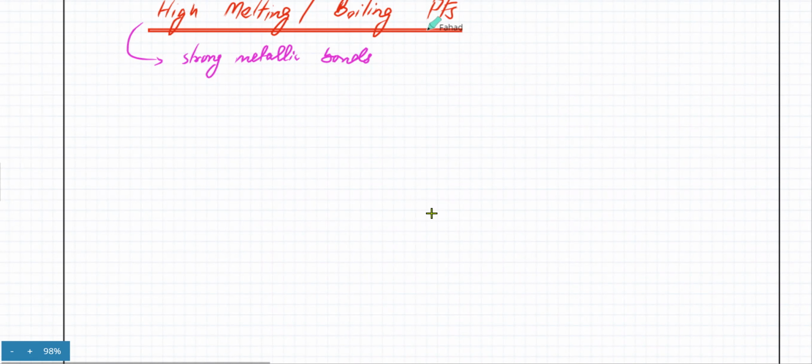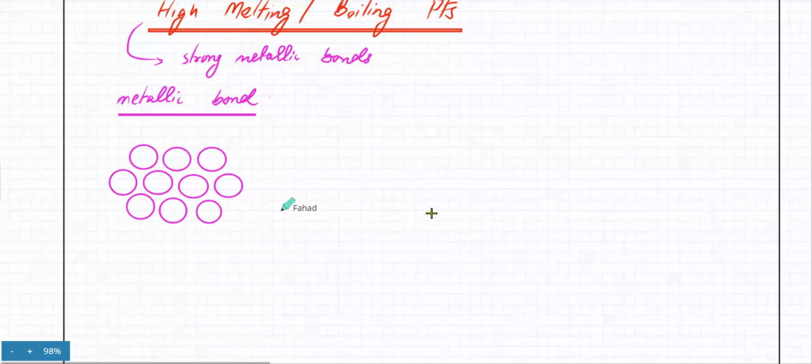So now the question is, why do they have strong metallic bonds? We're going to start with the basics, and that is, what's a metallic bond? Now, metallic bonding, in O levels you studied that you're going to have lots of positive ions. So here are my positive metal ions. Metals like to lose electrons. They always form positive ions.